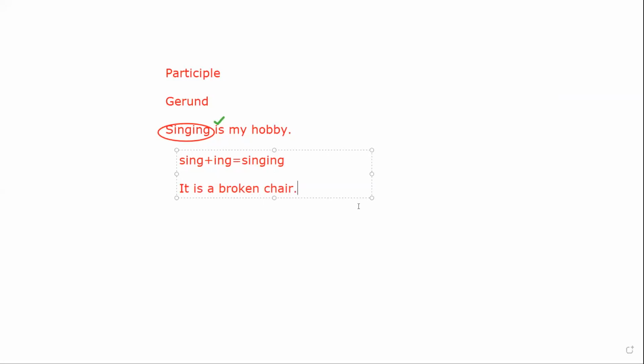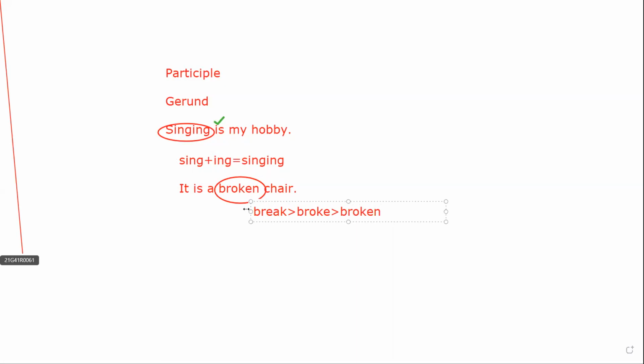broken chair. Now, what is the verb here? Again, is the verb and broken is the participle. Now, how have we made this word? It is the participle form of the verb break. Break, broke, broken. One verb has three forms. Broken is the participle form and as we placed it before the chair, it tells us about the quality of the chair or the condition of the chair. Like, how is the chair? So it is a broken chair.